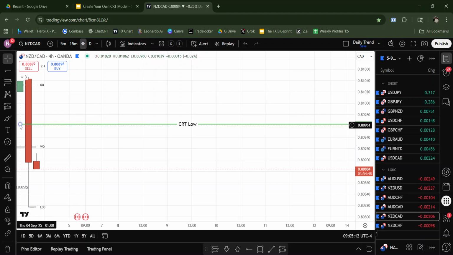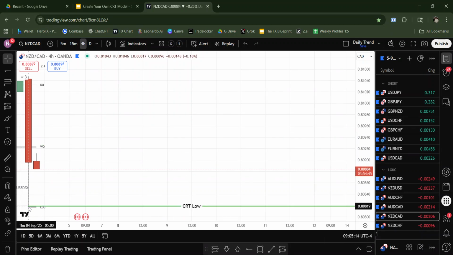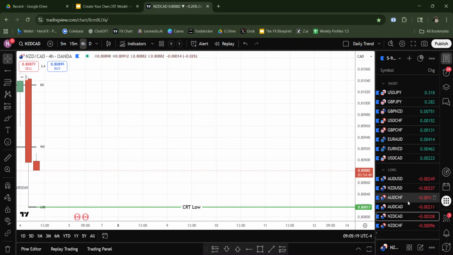This is not an equal low. Okay, so in order to be valid here, this price must go below this low and then close inside of it in the next 4 hours.